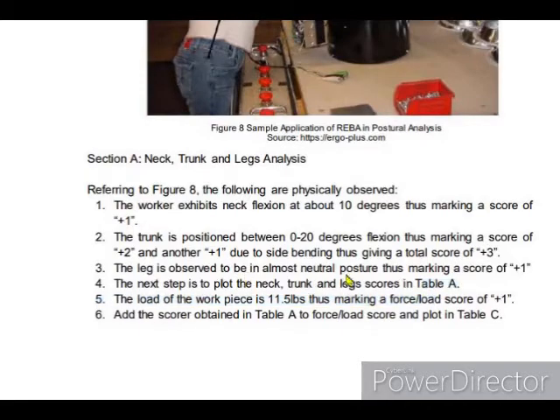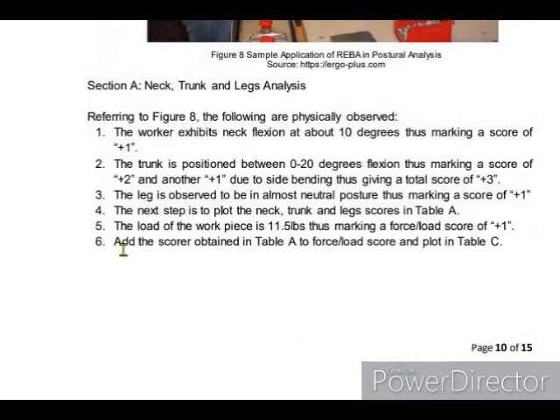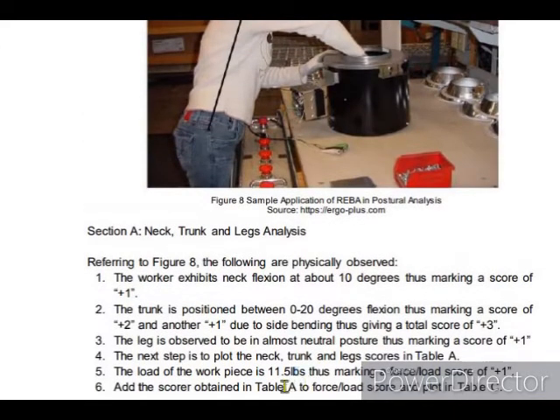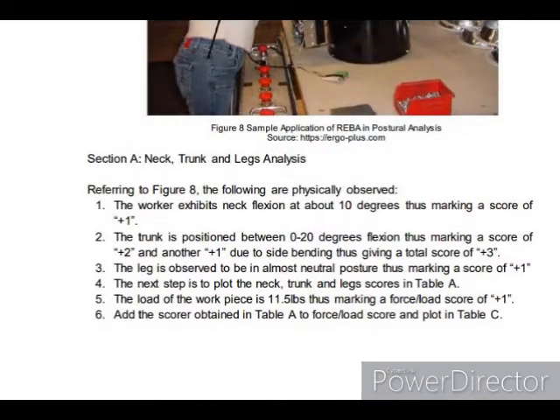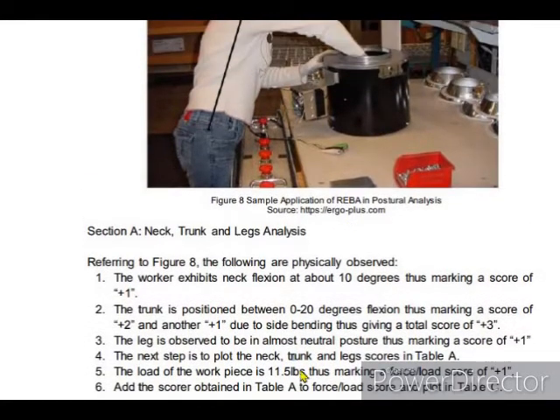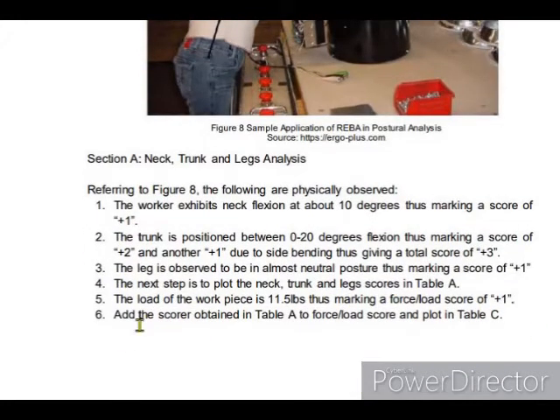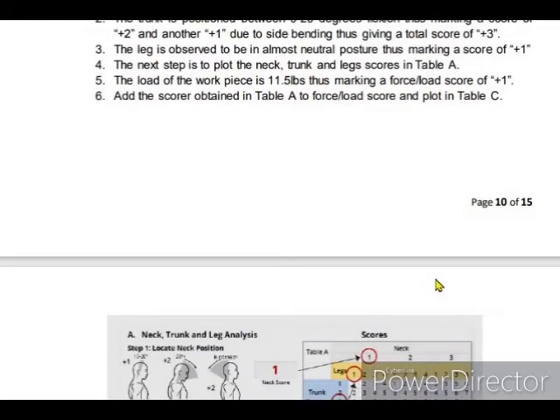So, ipa-plot yung guys sa, meron siyang table ulit. So, the load of the workpiece is, so ito guys, measured 11.5 pounds. So, mga 5 kilo yan, guys. Although, di naman niya binubuhat eh. Okay? Kaya, ayan, +1 lang. So, add the scores obtained in table A to force or load score and plot in table C. Okay?